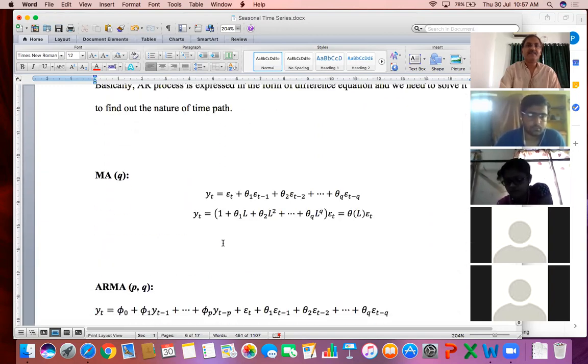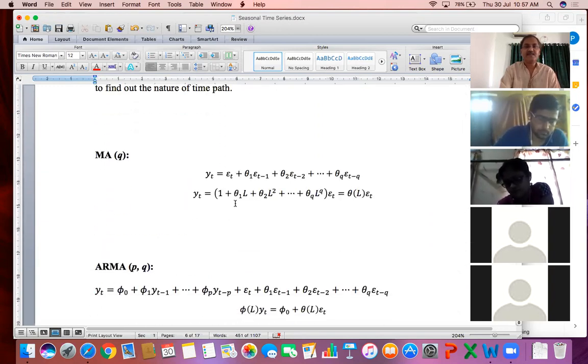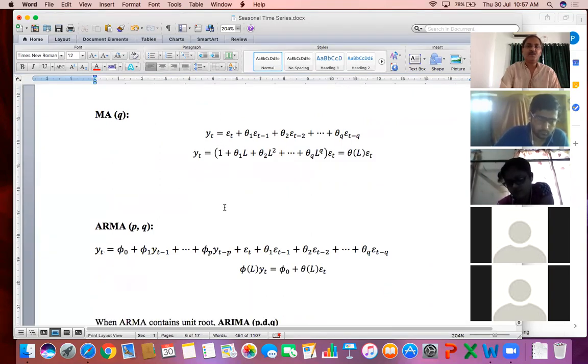Similarly, if a series follows a moving average process, it looks like this. Just try to understand the nature of the moving average series. Y is your data. Yt is equal to epsilon t plus theta 1 epsilon t minus 1 plus theta 2 epsilon t minus 2, in this way. In other words, for a moving average series, the current value of y depends on the current period shock as well as the past period shocks. So in this case, y depends only on the shocks or the errors.